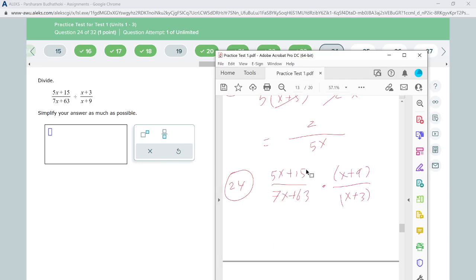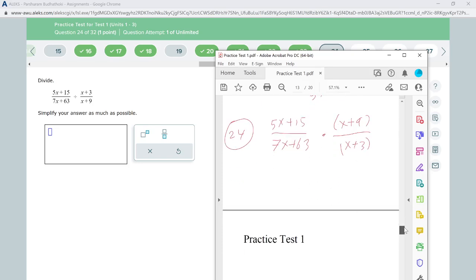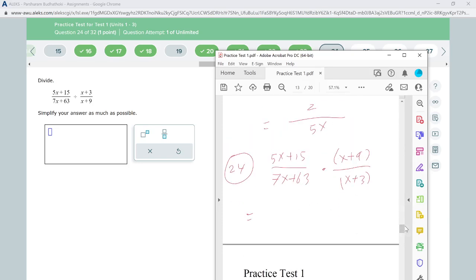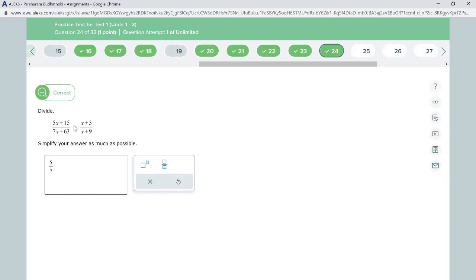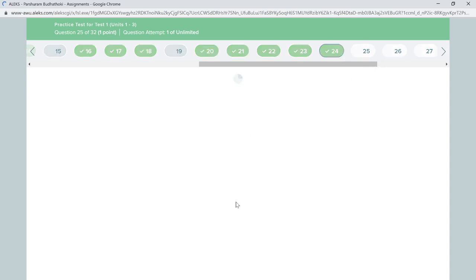Okay, after this you need to find the factor on the top, factor on the bottom, and cancel out the common factor. So factor on the top is 5, the leftover is x plus 3. Factor on the bottom is 7, the leftover is x plus 9, and x plus 9 is already on the top, x plus 3 is already on the bottom, so you can cancel the common factor from the top and bottom. The answer is 5 over 7. So the logic is, whenever you see the division sign, you just have to replace that by multiplication, and you need to flip the rational expression coming right after that division sign.